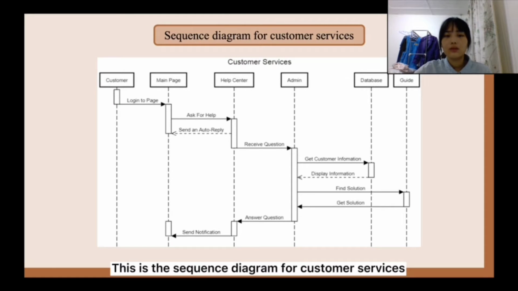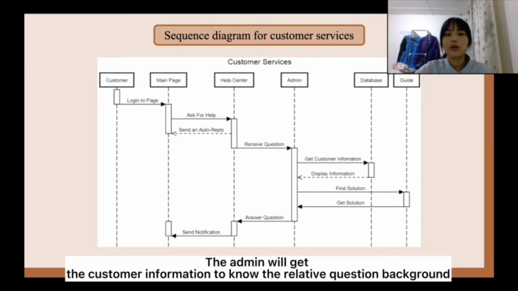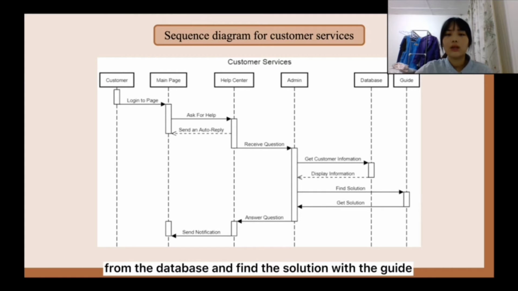This is the sequence diagram for customer service. Customer needs to log into the main page and click the help center to ask for help. The help center will send an auto reply to let customer wait until the admin answers the question. Then the help center will notice the admin. The admin will get the customer information to know the relative question background from the database and find the solution with the guide. Admin will give the solution to the help center, then the center will send the solution to the customer.